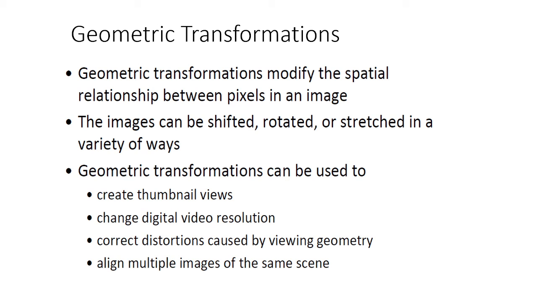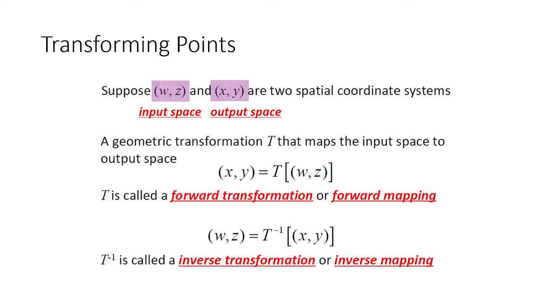So this transformation can be used to create thumbnail views in YouTube and all. We are doing that, no? Create thumbnail views, change digital video resolution, correct distortions caused by the viewing geometry, align multiple images of the same scene. So these are the applications. Why are we interested in geometric transformations? So how does it actually take place?